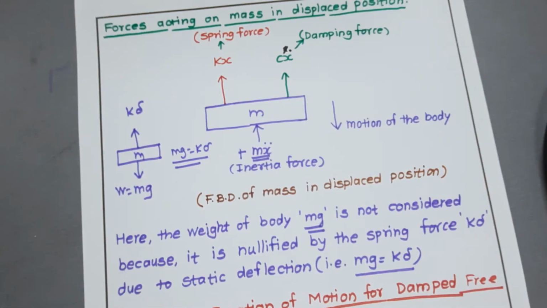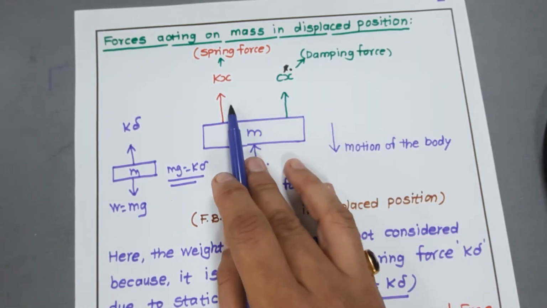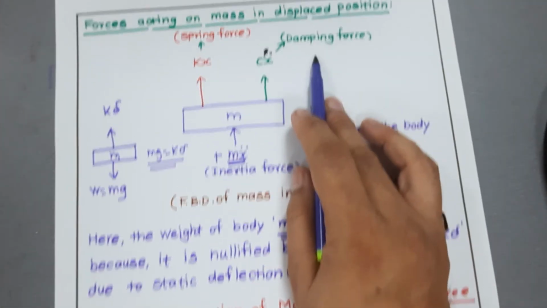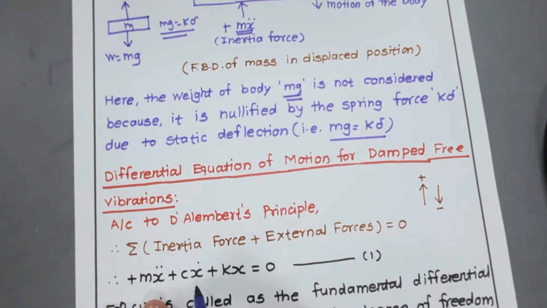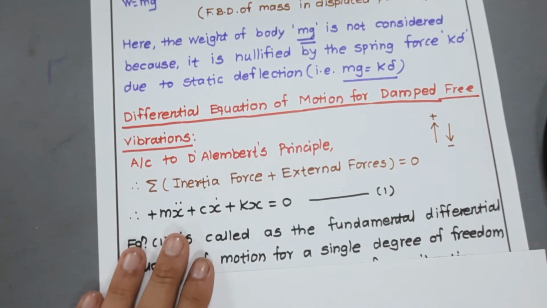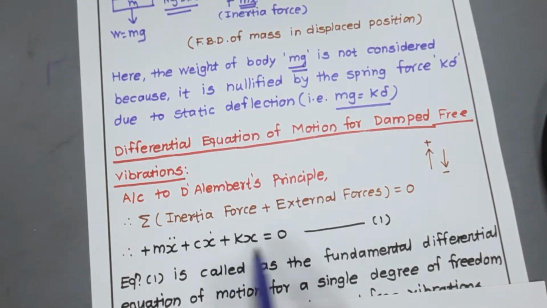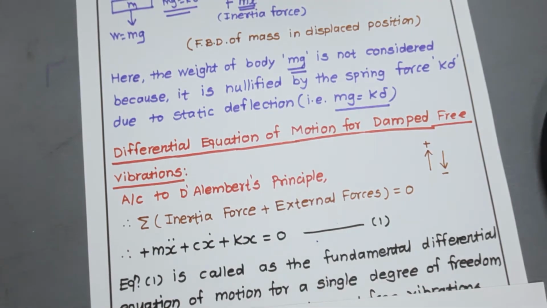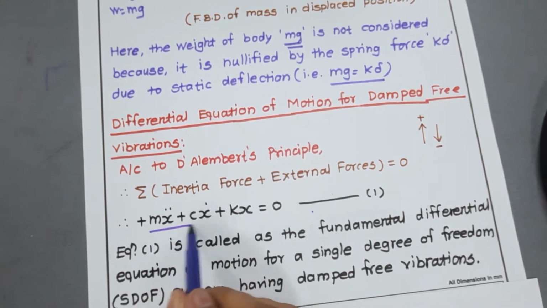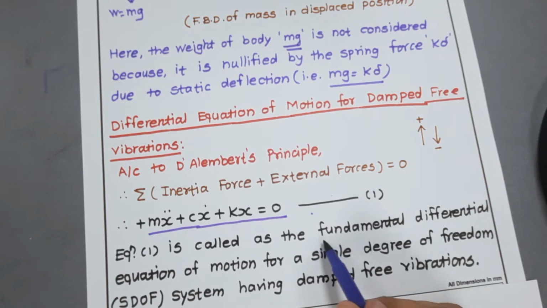Then what are our external forces? External forces are the spring force and the damping force. As Kx is the spring force acting in the upward direction, we will take Kx as positive. Then the damping force acts in the upward direction, Cx dot, so we will take Cx dot as positive. So from this free body diagram, we have D'Alembert's equation as mx double dot plus Cx dot plus Kx is equal to 0. This is your equation number 1. This equation number 1 is called the fundamental differential equation of motion.